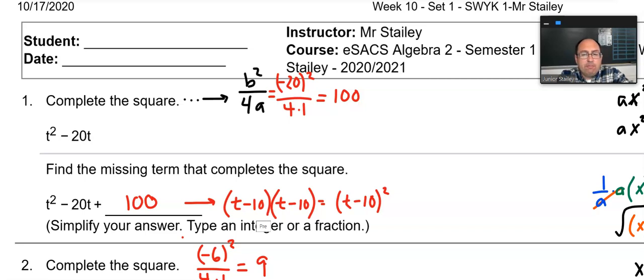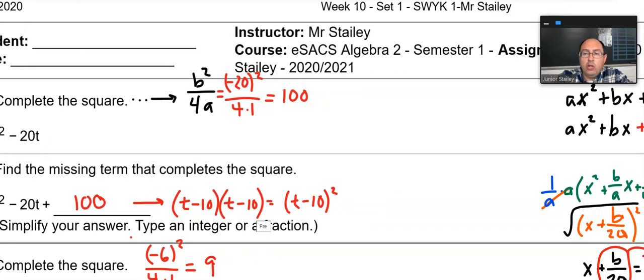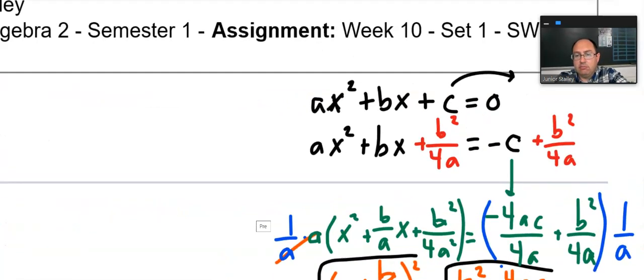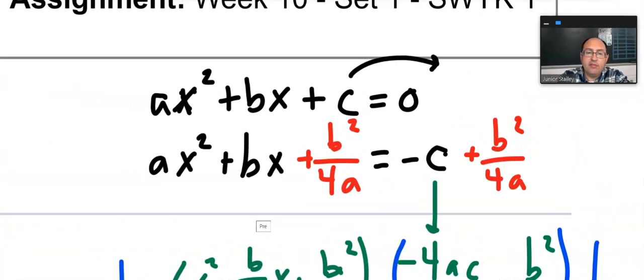Completing the square. Now, I'm going to show you the proof. I don't want you to write this down because it's ugly, super ugly. Now, if we have a quadratic equation, ax squared plus bx plus c, and we want to solve this, the first thing we do is move the c over to the other side. That gives me a negative c right there.